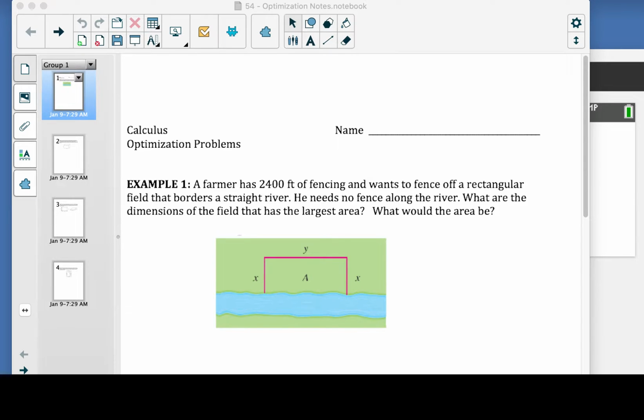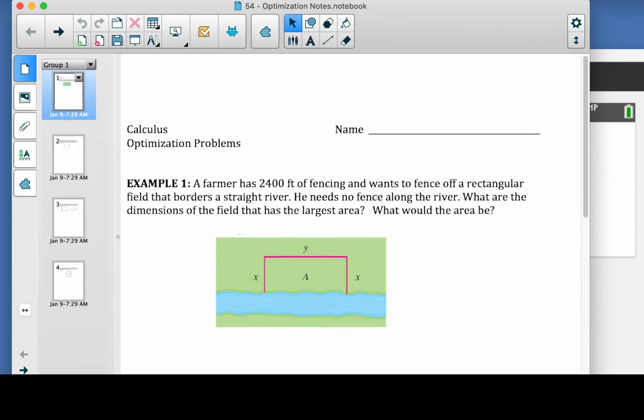All right, so in this video, we are going to take a look at one of our optimization problems where we'll be using the derivative to help us solve for the maximum or minimum. This is actually a similar problem to something we've already done in Algebra 2, but we're going to do it with calculus right now. So we have a farmer that has 2,400 feet of fencing and wants to fence off a rectangular field that borders a straight river.